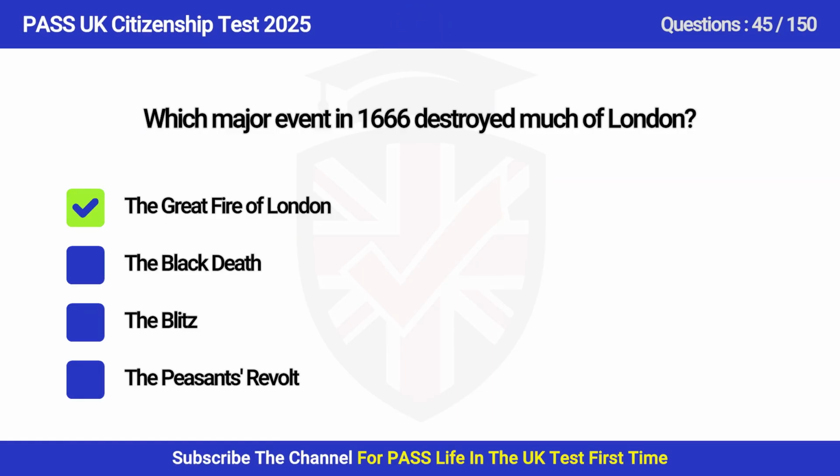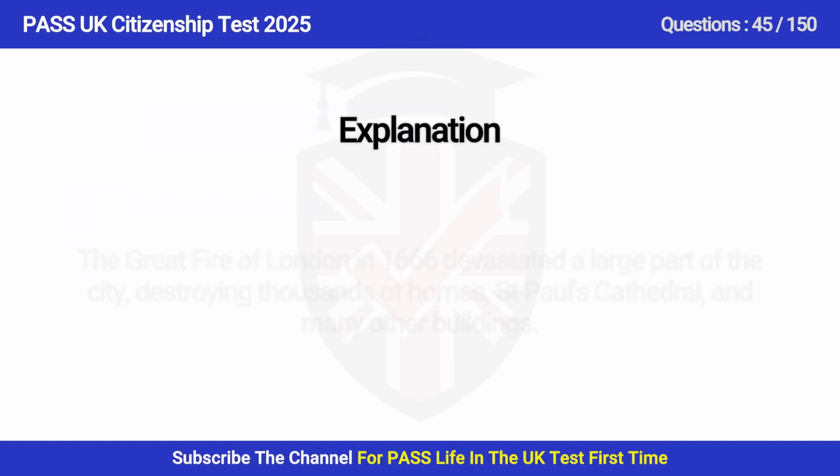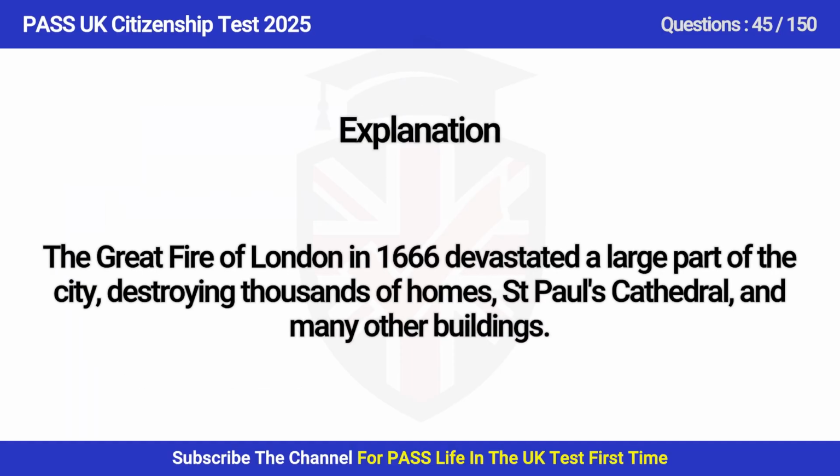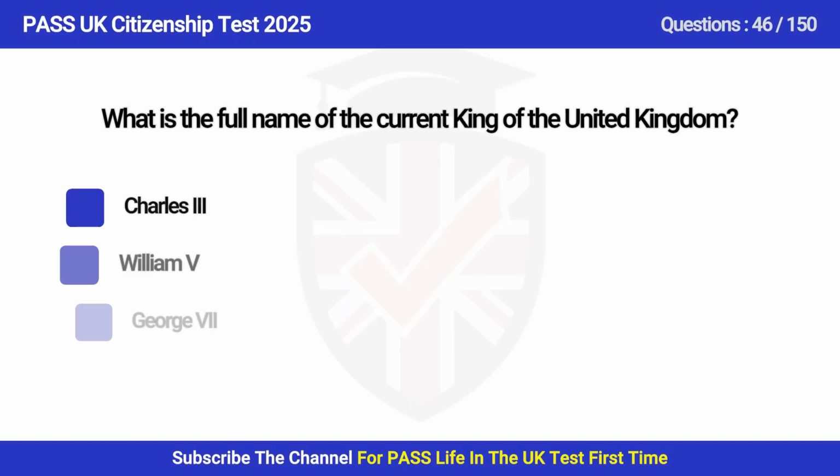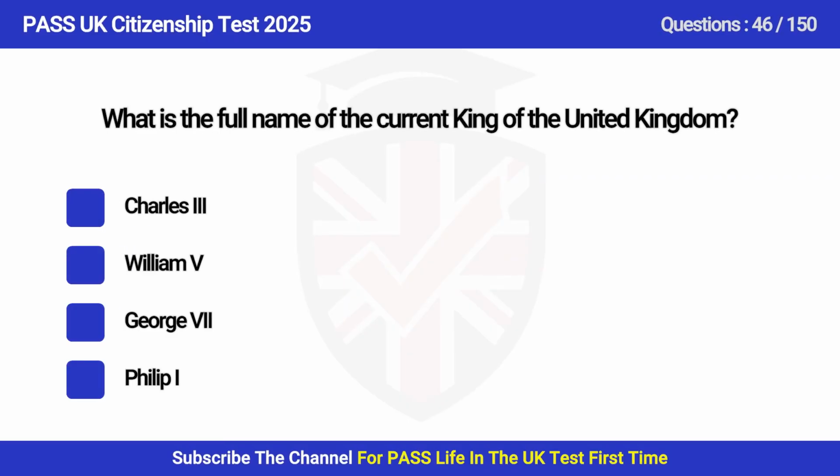Answer is A. The Great Fire of London. The Great Fire of London in 1666 destroyed a large part of the city, including thousands of homes, a cathedral, and many other buildings. Question 46. What is the full name of the current King of the United Kingdom?